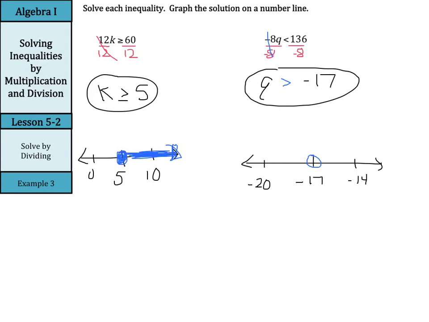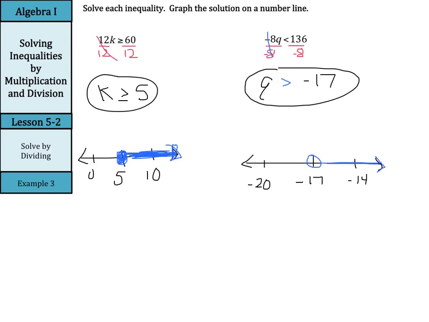Then test your numbers. Is negative 20 greater than negative 17? No, so we're not shading that way. Is negative 14 greater than negative 17? Yes, so we are shading in that direction. And there's our solution. Now there's also a way to check these inequalities.